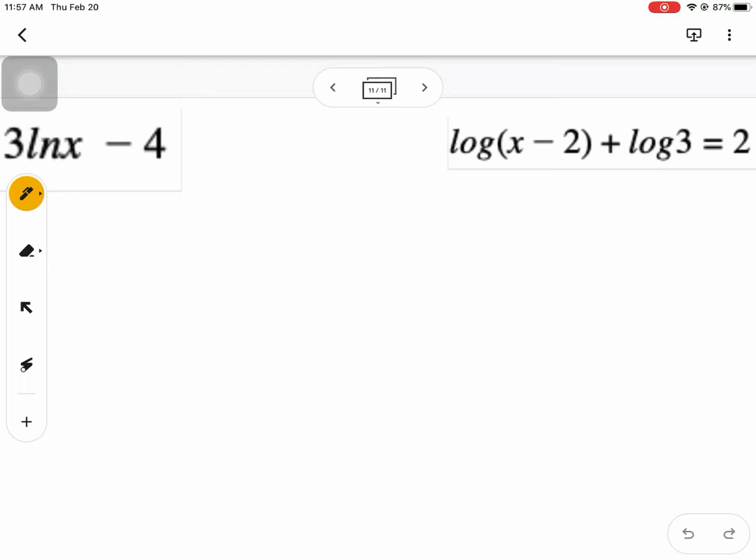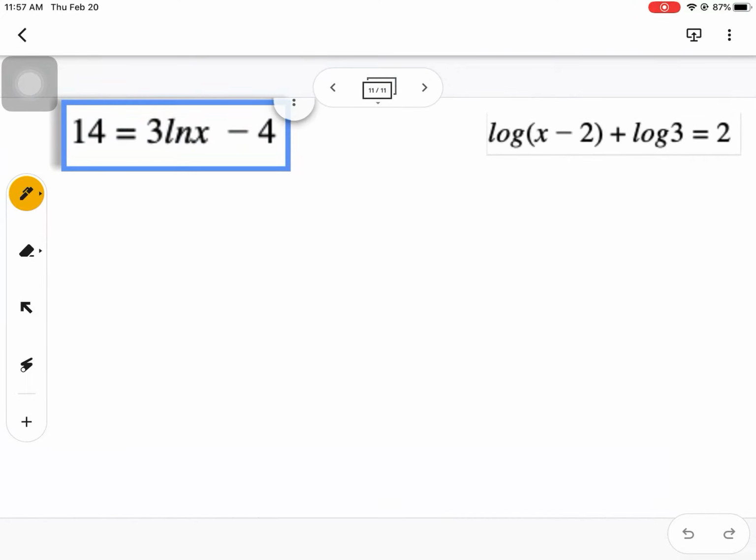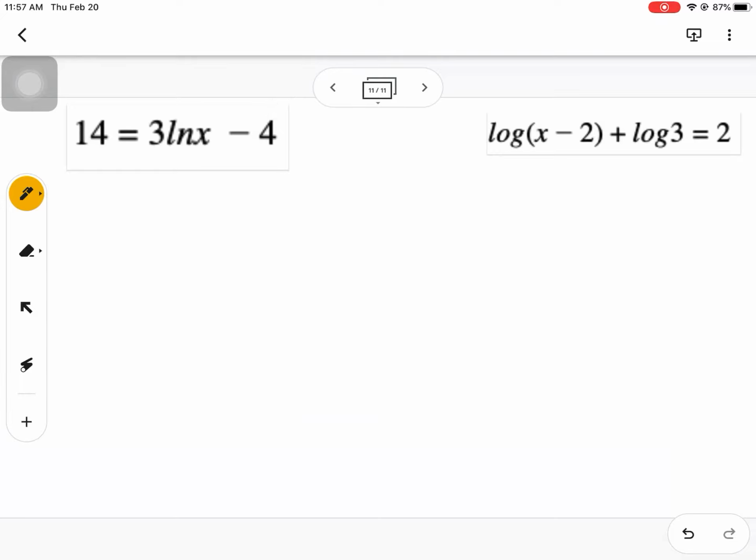These will be the last two. Again, I always like to give you plenty of videos when I'm gone. On this one, we need to isolate first. I need to get this ln of x completely by itself. So I'm going to move the 4. It's going to give me 18 equals 3 times the ln of x. And then I need to move that 3, so I'm going to divide both sides by 3, and you get 6 equals the ln of x.